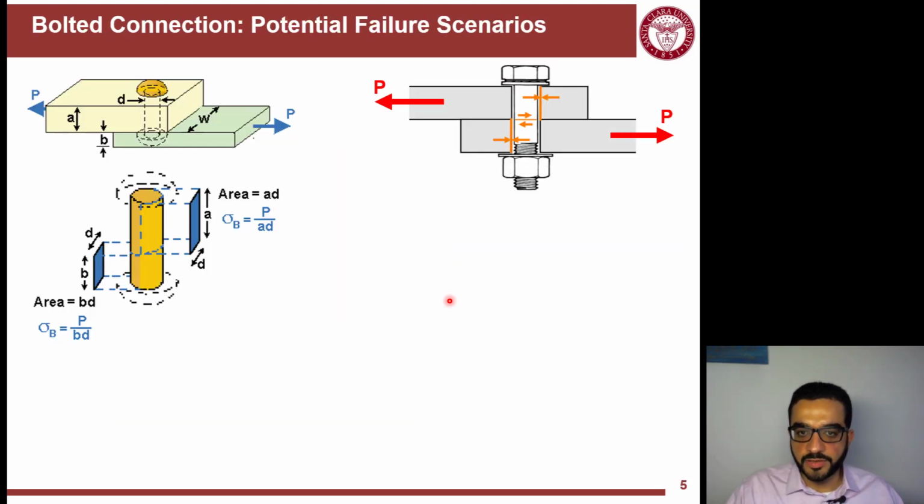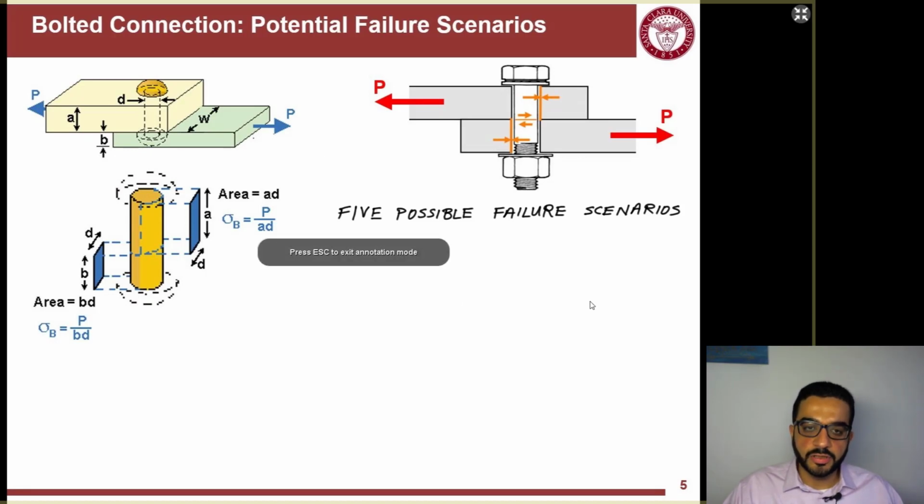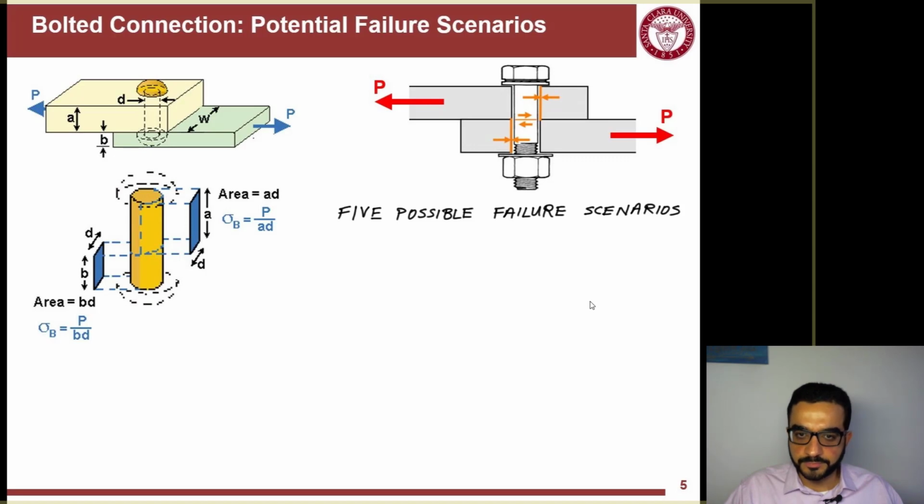Connections give a very interesting example and good examples of a combination of different types of failures. In this connection, a typical bolted connection will have 5 possible failures. I'll give you a moment to think about what possible failures can happen in this connection. The connection is made of 2 plates that are connected by a bolt or a pin. And they are 5.